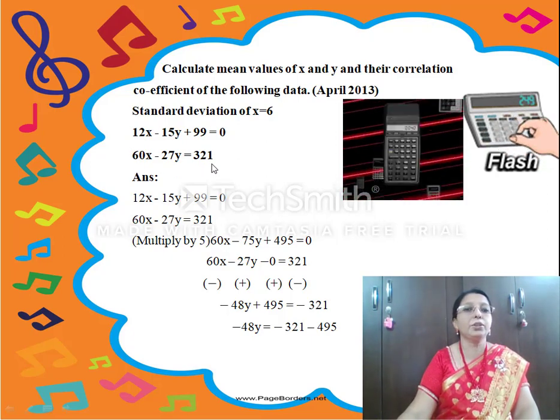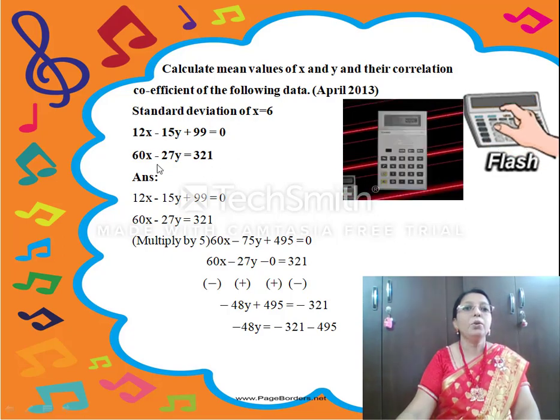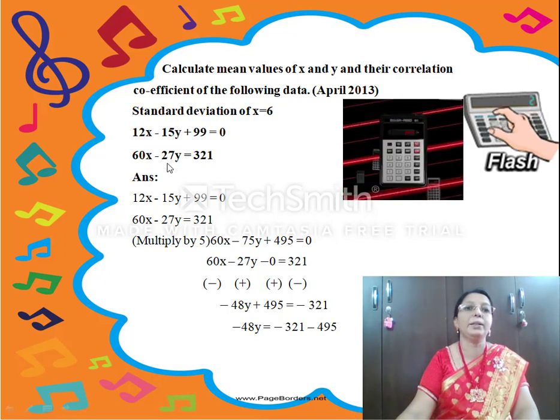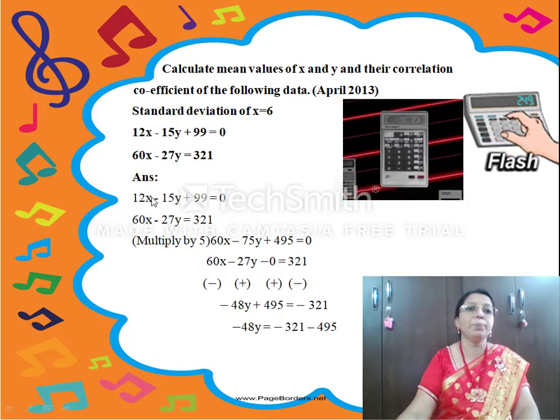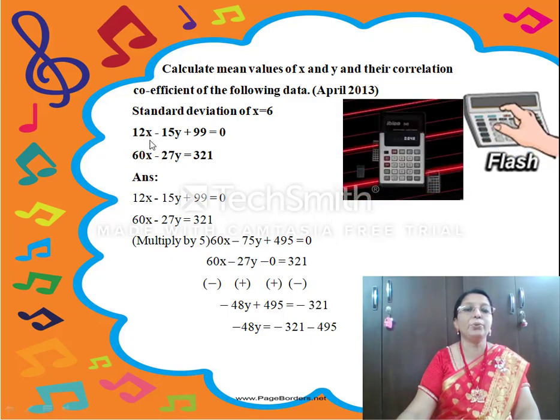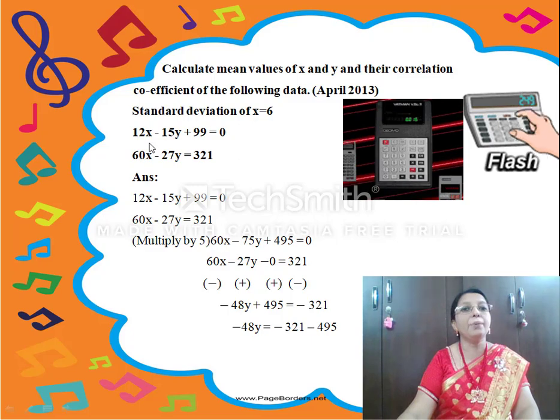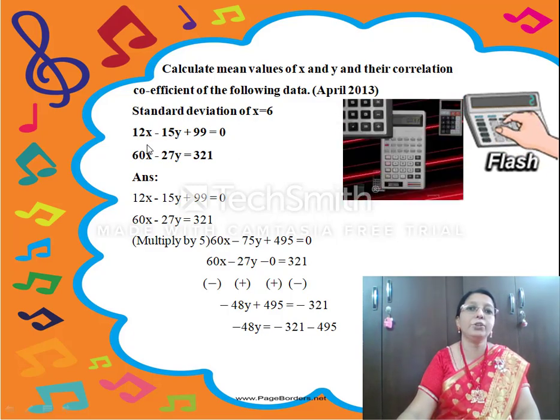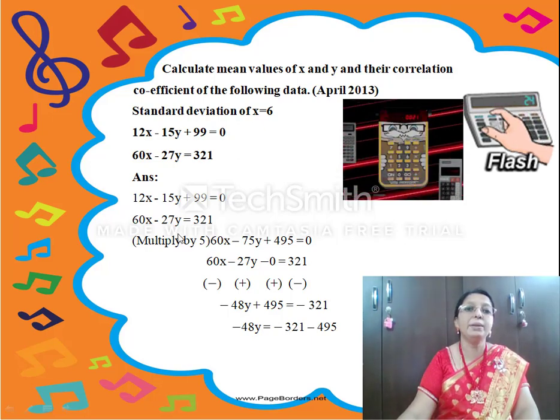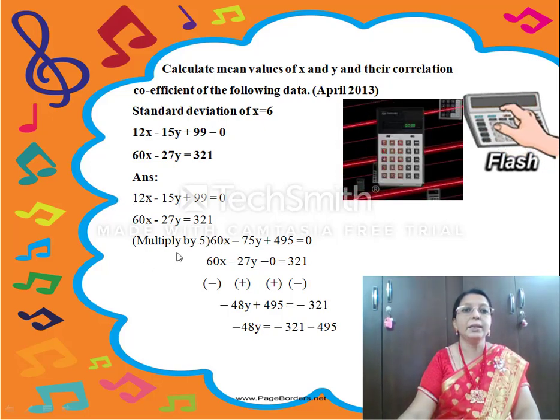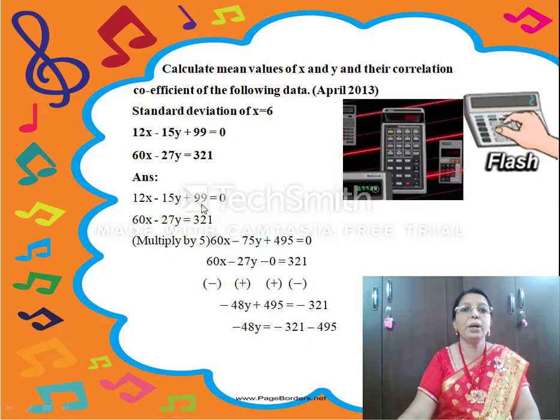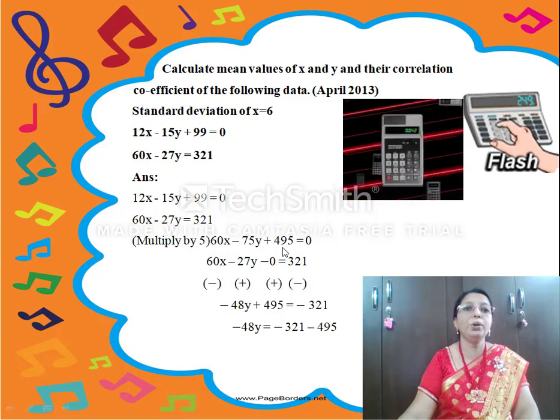While solving these two equations, we have to try and cancel either the x values or the y values. To make it simple, cancelling the x becomes easy because if I multiply 12x by 5, I will get 60x and it will be easy to cancel. So now I have multiplied the first equation by 5. 12x into 5 is 60x, 15y into 5 is 75y, 99 into 5 is 495.